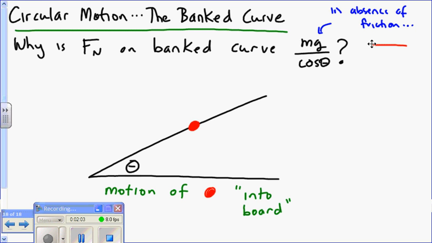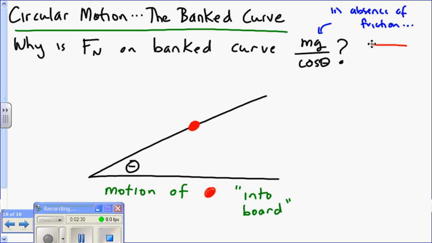Anyway, back to this. What we want to do right now is develop not just the formula for Fn, because it is something I want you to show me, but also the formula for centripetal force. So in this case, I've got my banked curve, and what you should picture here is my red dot, my car, traveling into the board or into the page. And there's this slope that it's on.